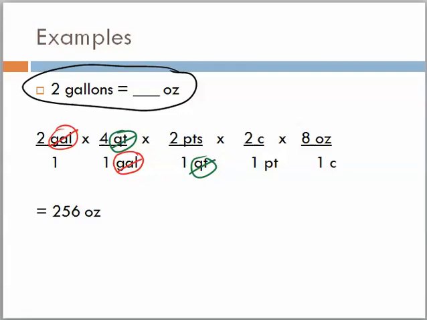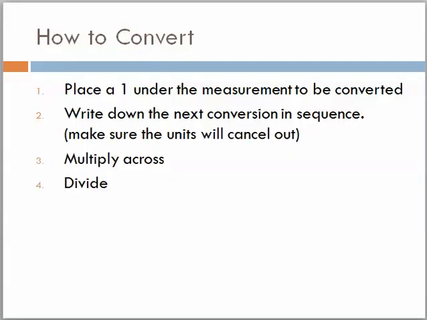The next step is we have a conversion that says there are 2 cups to 1 pint. Again, I put the pints on bottom so they would cancel out with the previous one. The last step then is we have a ratio, conversion factor, that says 8 ounces to a cup. I put the cups on bottom so that they would cancel out. So again, I would put the 1 under the measurement to be converted. I wrote down the next conversion in sequence. I made sure that my units would cancel out.